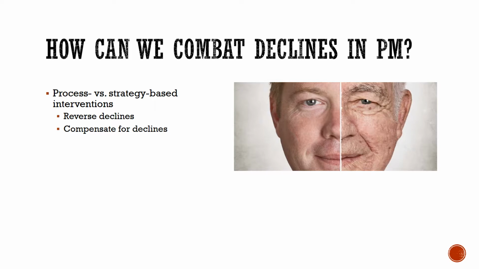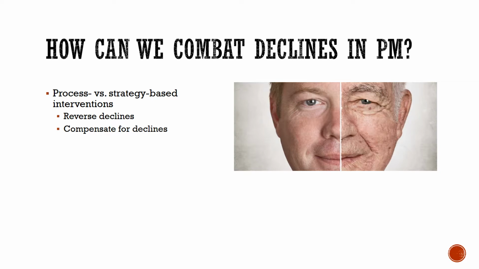So there's a couple of different ways that you can approach this problem. You can actually try to reverse the age-related declines themselves. Right? So you can essentially treat the cause rather than treating the symptoms of prospective memory. And there are effective ways to do this. This is what's called a process-based intervention.